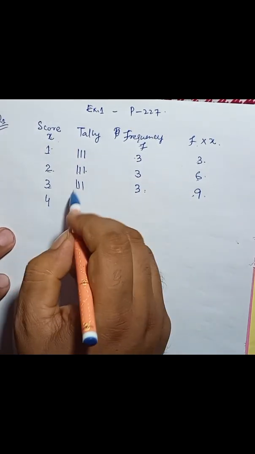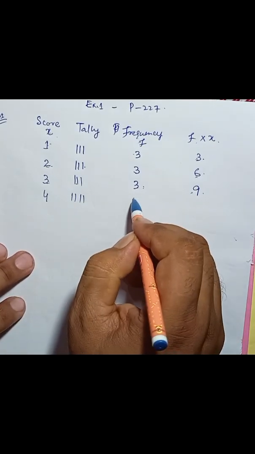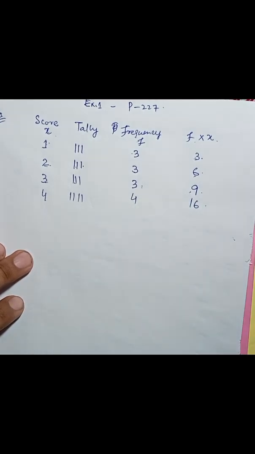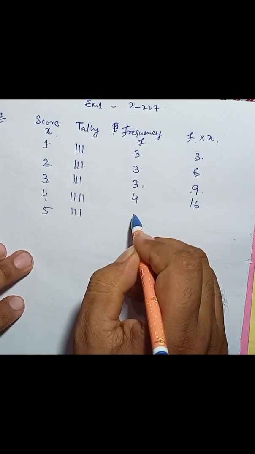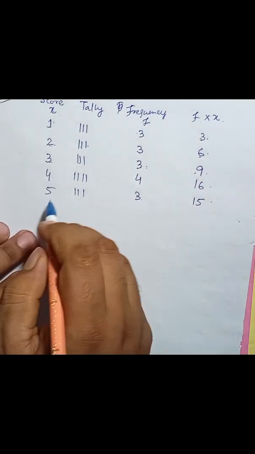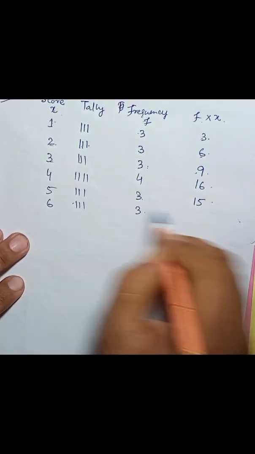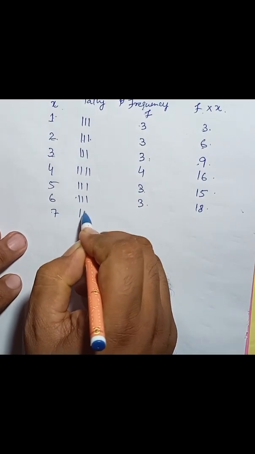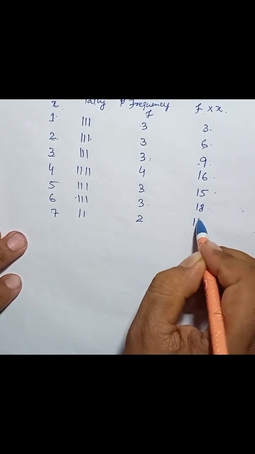And you can see 4. It exists 4 times in the data, so its frequency is 4. 4 fours are 16. Now next is 5. It exists 3 times. We can write 3 here, and 5 threes are 15. Next is 6. It also exists 3 times. I can write 3 here, and it is 18. And the next one is 7. It exists 2 times, so I will write 2 here, and 7 twos are 14.